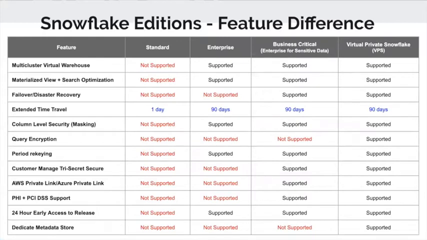I have listed down all the differentiators here, which are not available in standard, but available either in enterprise or business critical. Rest, everything which is not listed here is applicable across all the editions. So primary questions are asked sometimes that multi-cluster warehouse is supported by enterprise and above, and 90 days is supported by enterprise and above. So that kind of questions will come. Make sure that you have a very clear understanding about these feature differences.